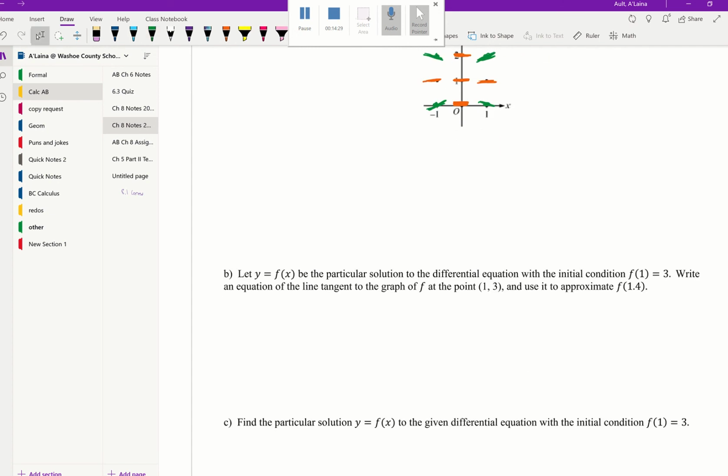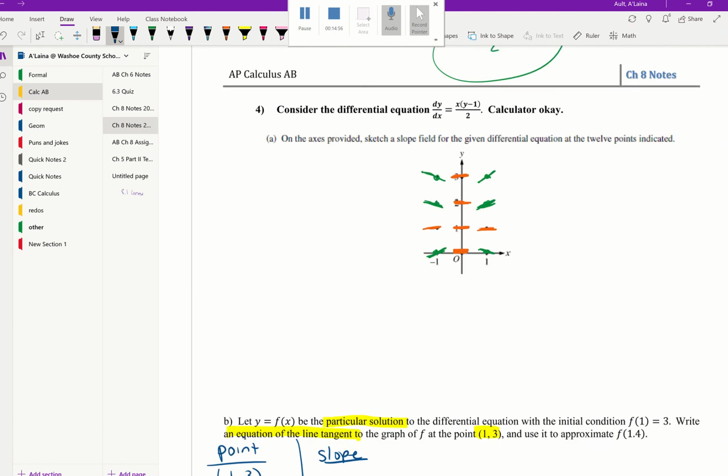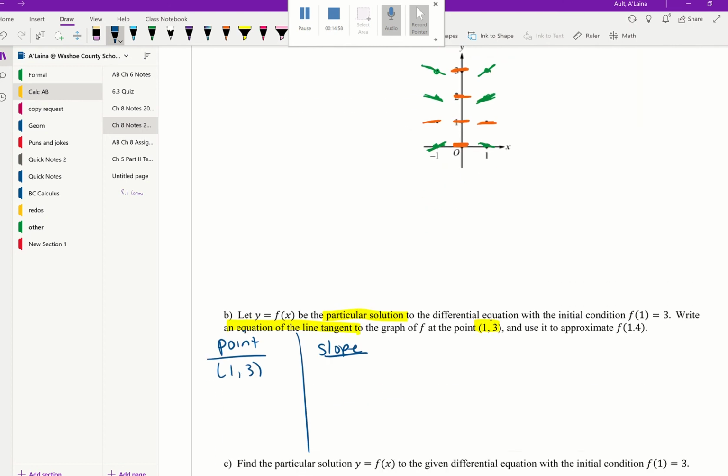Part B, let y equals f of x be the particular solution to the differential equation with the initial condition of 1, 3. We want to write an equation of the tangent line to that graph at the point 1, 3. Well, if I'm writing an equation of a tangent line, remember the two things I need are a point and I need a slope. Well, the slope I can find because they gave me an equation for slope.